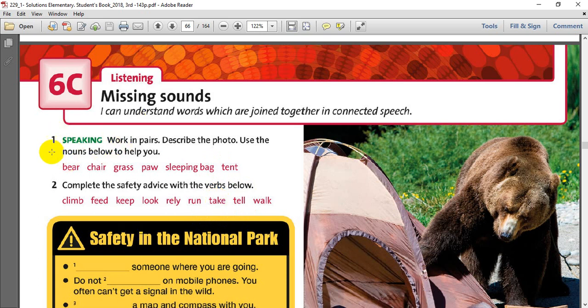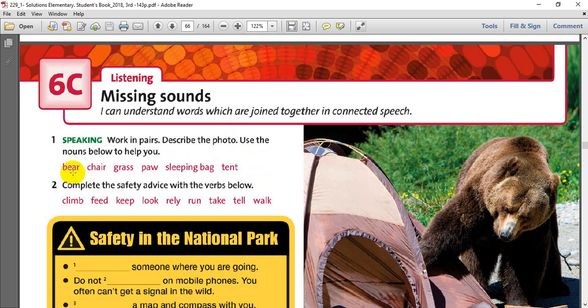Now here, exercise number 1. Before that, focus attention on the photo here. Then check the meaning of the words here. Exercise 1. Speaking. Work in pairs. Describe the photo. صف الصورة. Use the nouns below to help you. Here we have nouns.